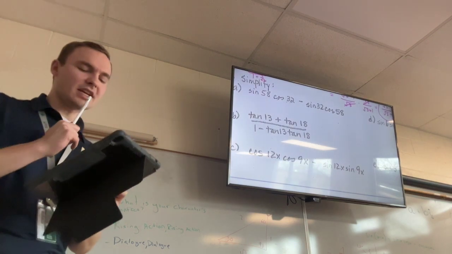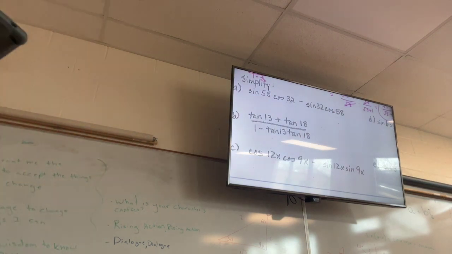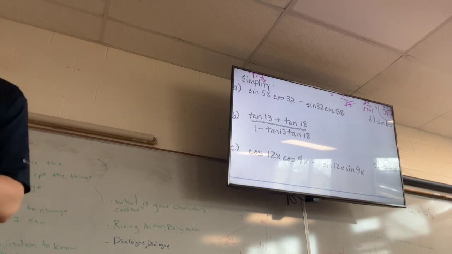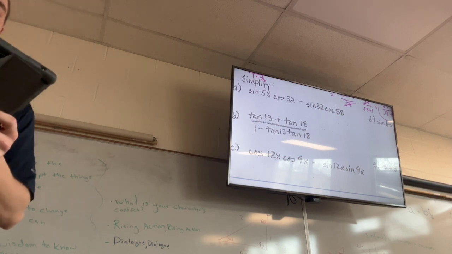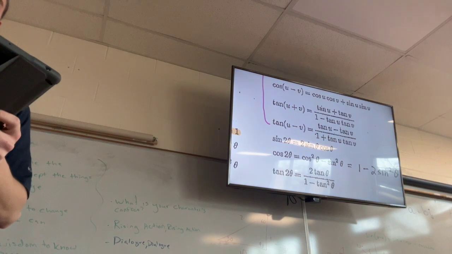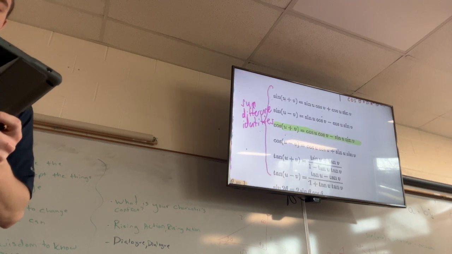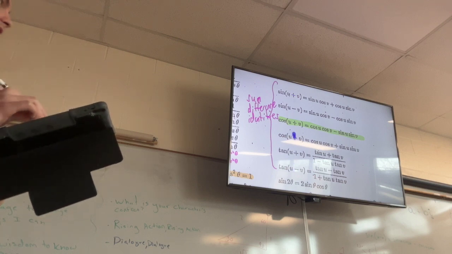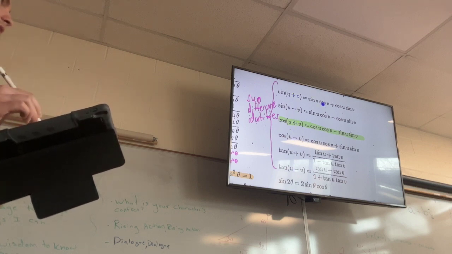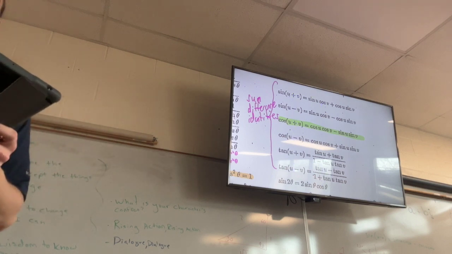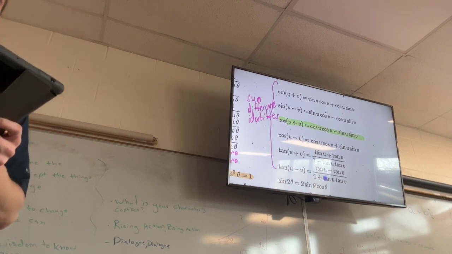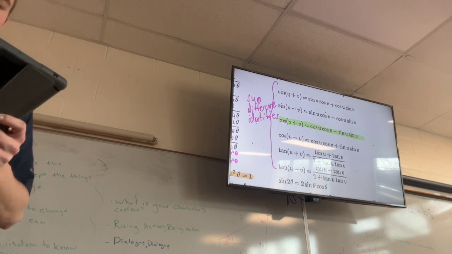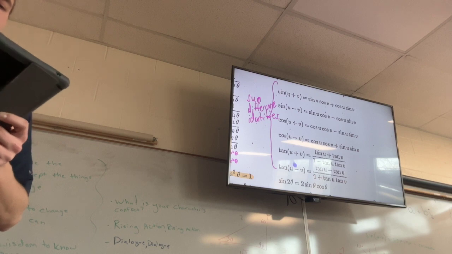Simplify. Sine 58 cosine 32 minus cosine 58 sine 32. So now we're going the opposite way around, okay? Those first 3 problems I gave you, we're looking at the sum difference identities on our sheet. We started with the left side and rewrote it using the right side. Now we're going the opposite way. We're starting with the right side, and we're rewriting it using the left side of my equations.